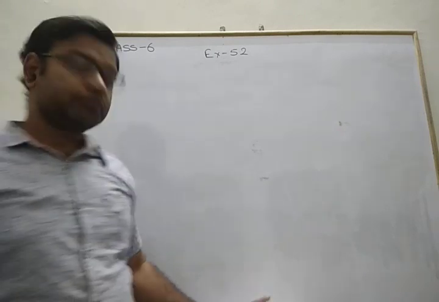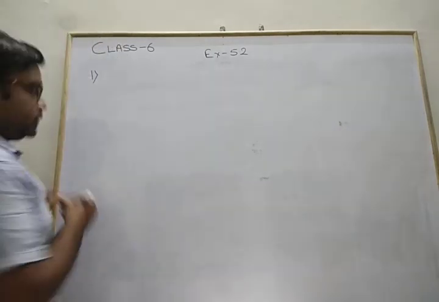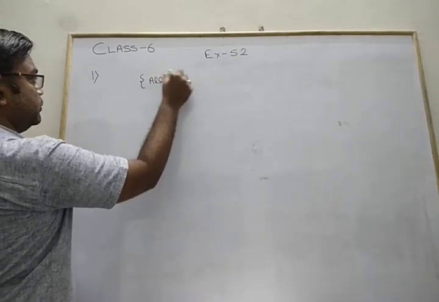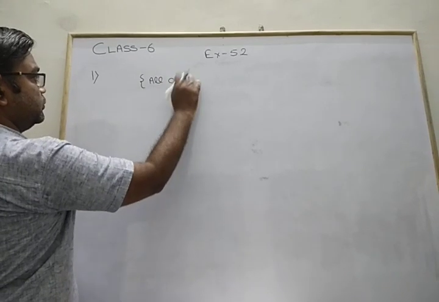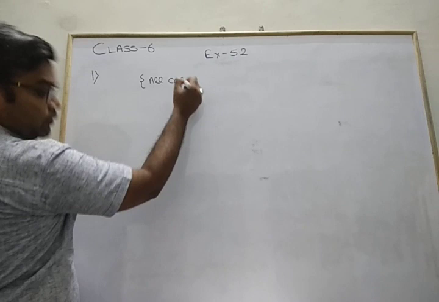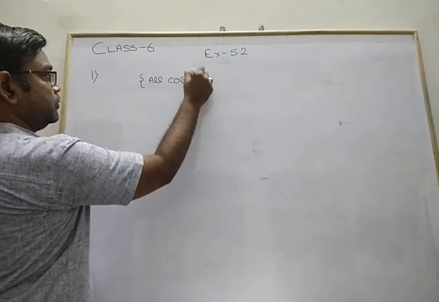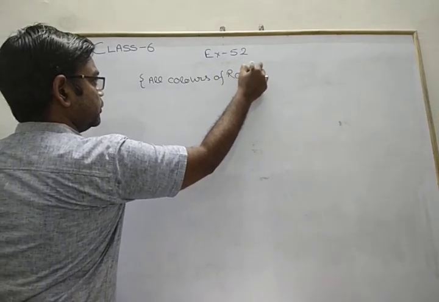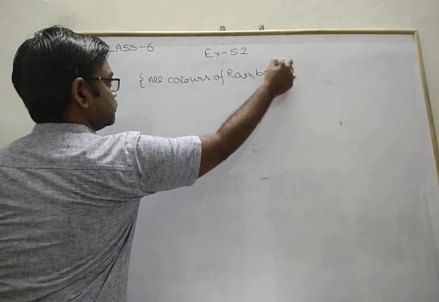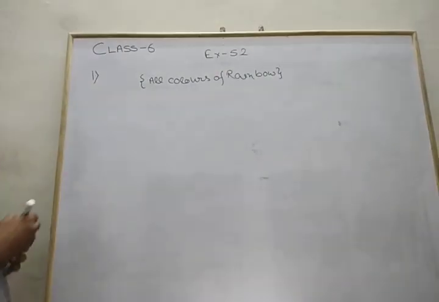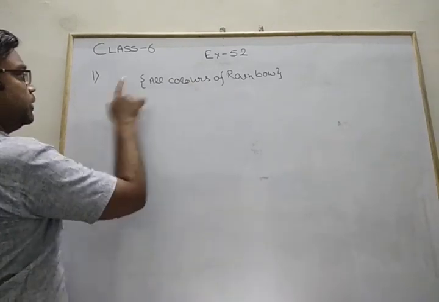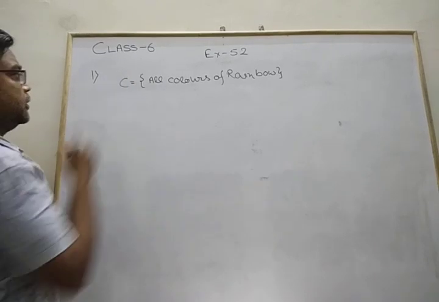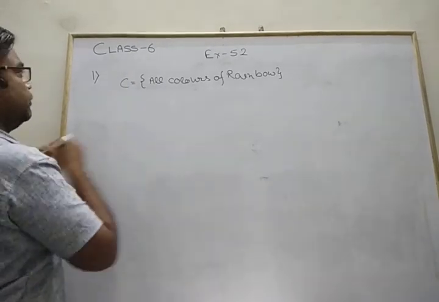So let's start. The first part is a type of set. It says: all colors of the rainbow. So what is our first work? First we give the name. There is no name, so first we give the name. Suppose it's C, C for color. All colors of the rainbow.